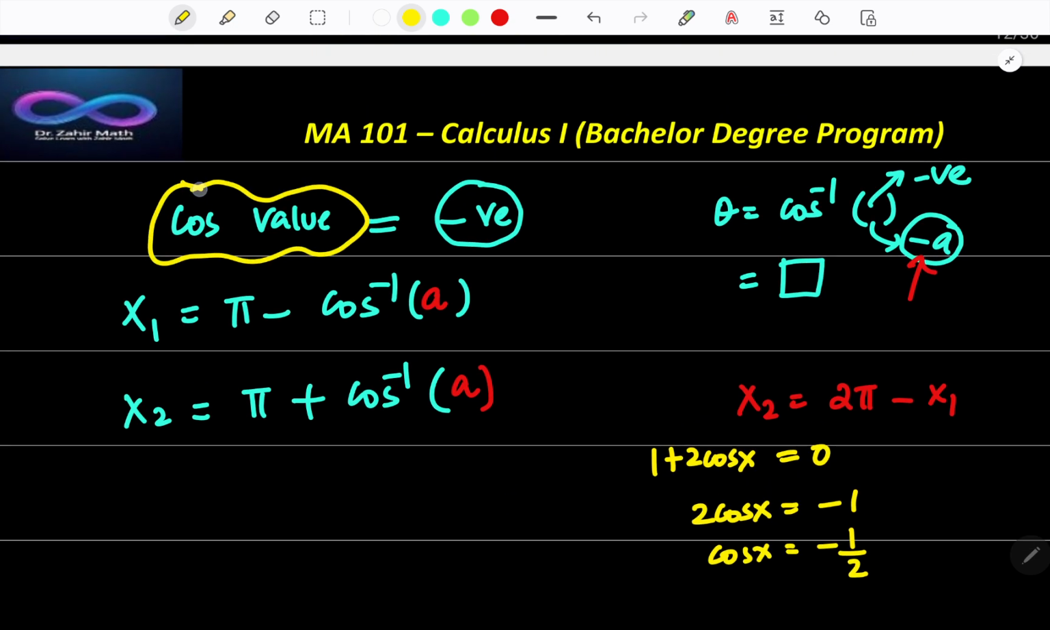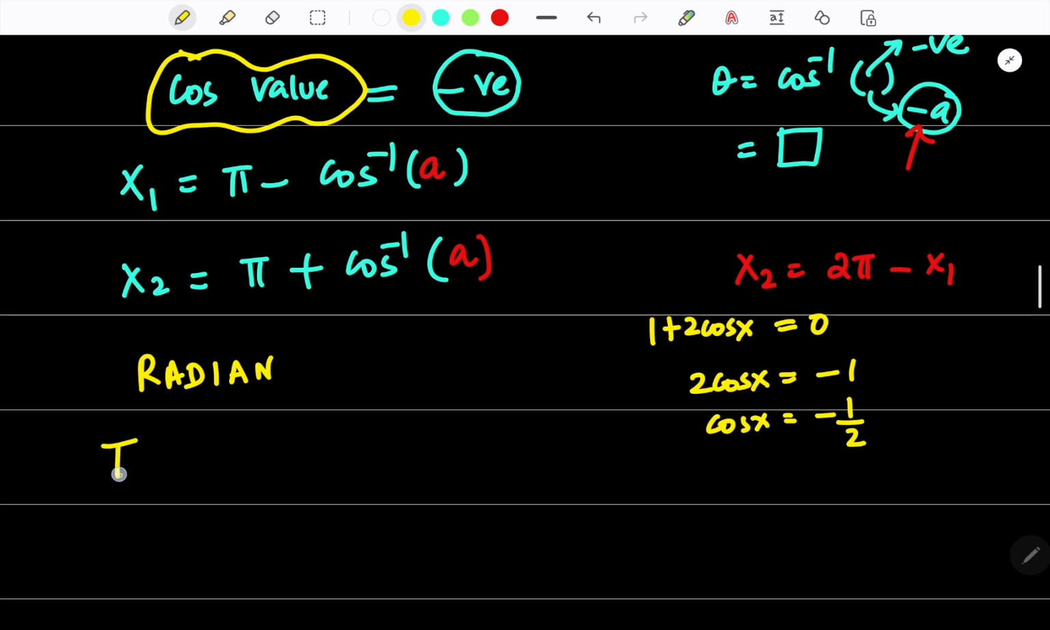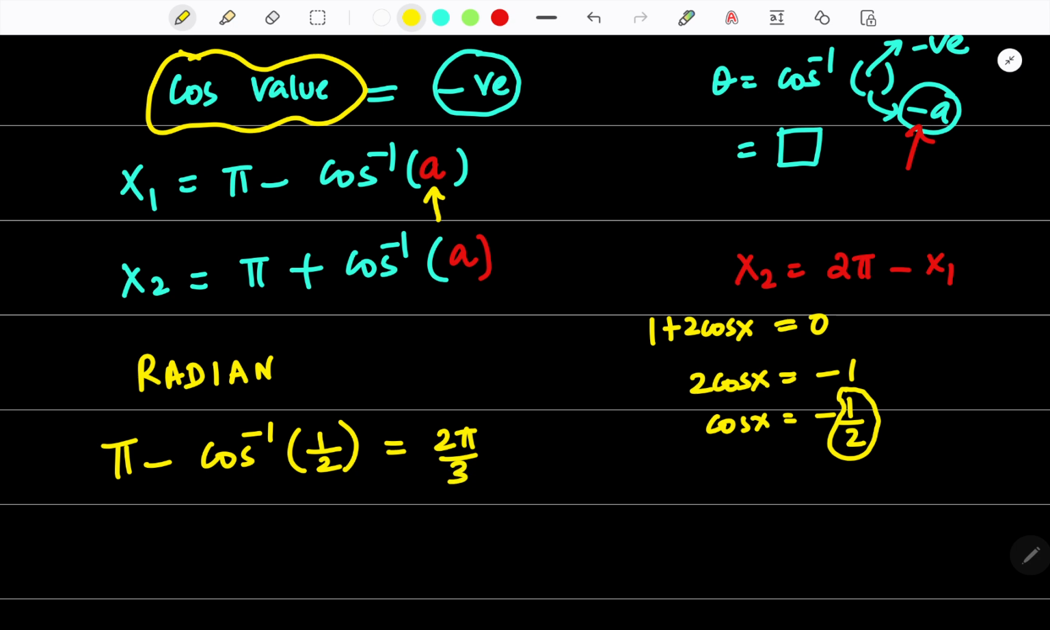So this is the second situation, cosine is negative. Look here, what you have to do. Take your calculator and go to radian mode. In radian mode, you type pi minus cosine inverse. You have to take only A, which is negative half, so take only the positive 1 by 2. When you put this 1 by 2, you will get 2 pi by 3. Next, in the calculator, you put pi plus cosine inverse of positive 1 by 2. You will get 4 pi by 3. You can check in the calculator.